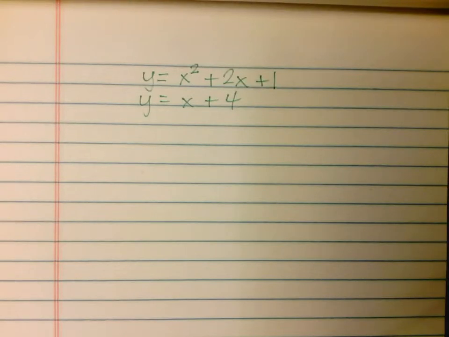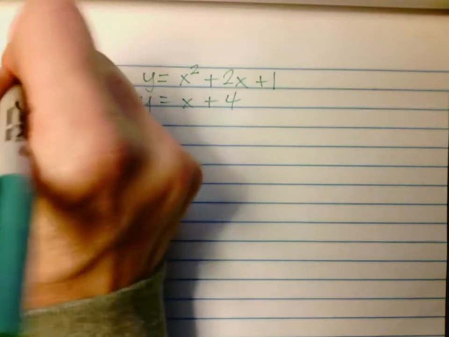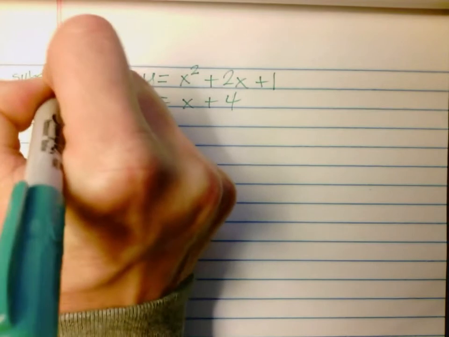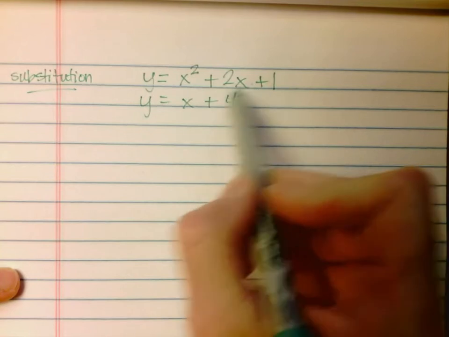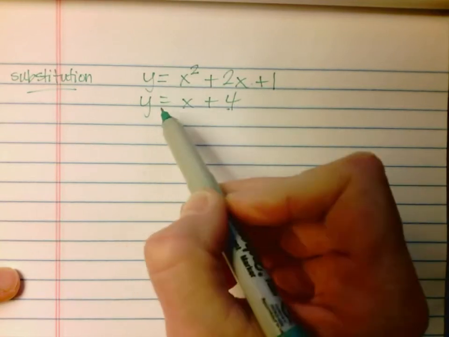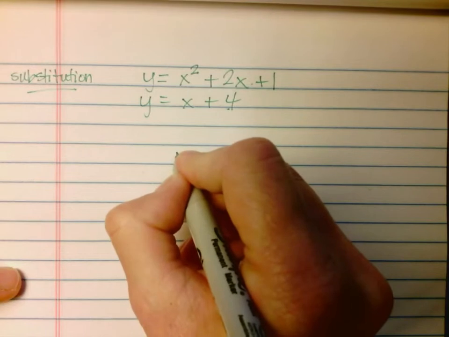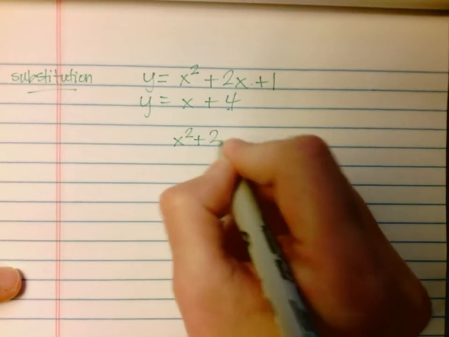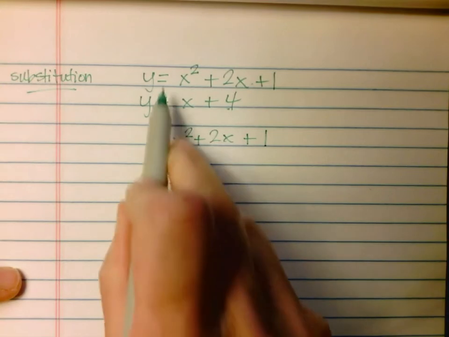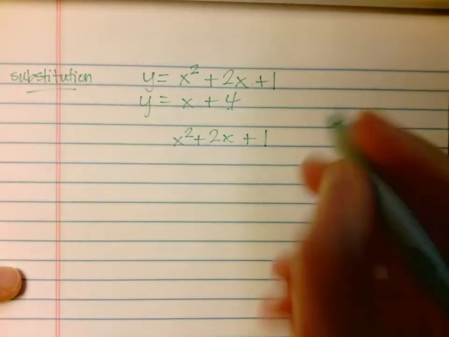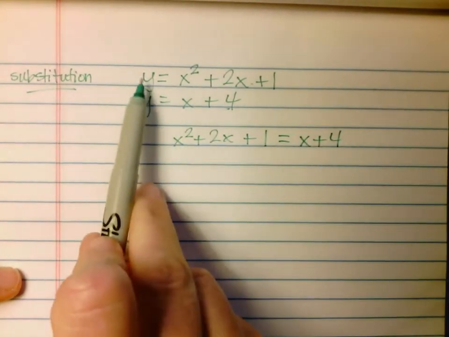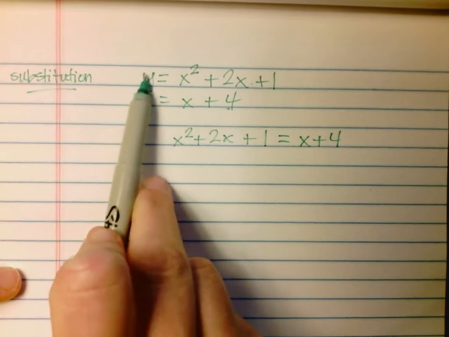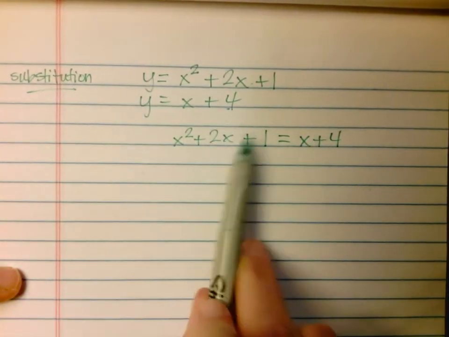Let's solve another system. We're going to solve this system by substitution. And the reason I'm going to choose substitution is because both of the equations are set equal to the same variable. So we have x squared plus 2x plus 1 equals y. But also y is x plus 4. So when equations are solved for the exact same variable, we can set those equations equal to each other.